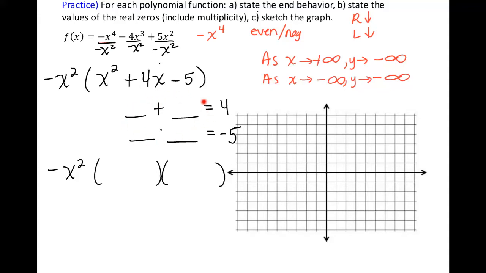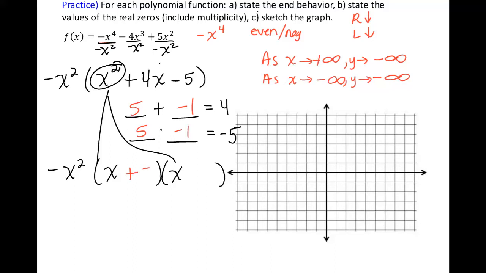So what two numbers did you guys get for this part? 5 and negative 1. Because you want the 4 to be positive. That means you want the bigger number to be positive. Okay? And so for your two binomials, take out the negative x squared out front. And then remember that x squared splits in half here. So that's x and x. And then we have the plus 5 and the minus 1.